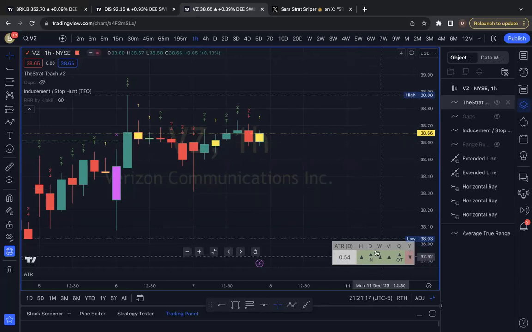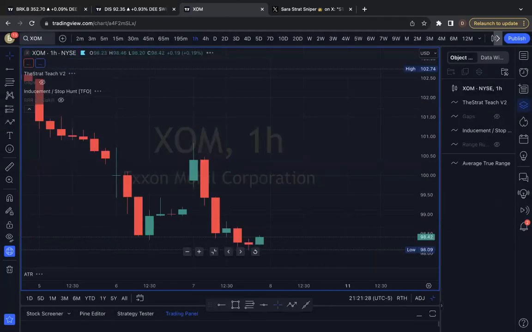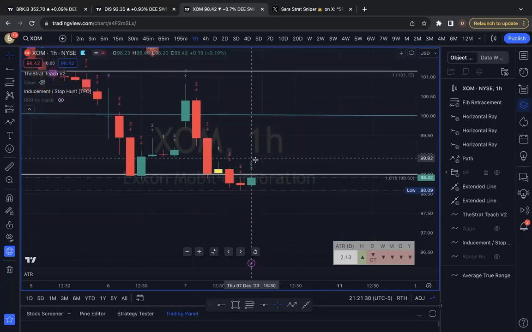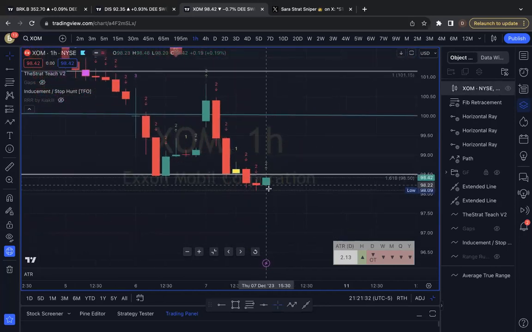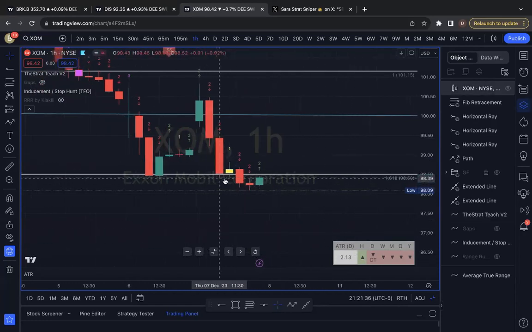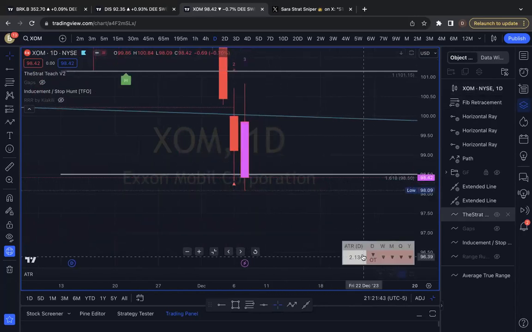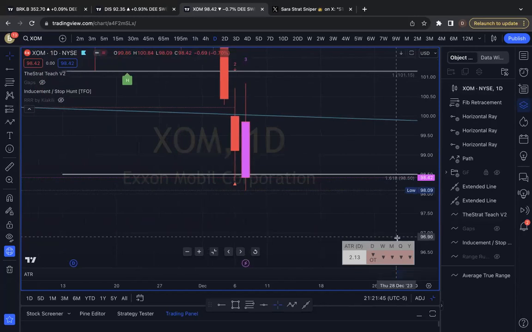So when you have all of these in agreement, they're all green or they're all red. Another example of something that's all red right now would be XOM. XOM closed out green on the hour, but let's say tomorrow we get into puts, right? Let's say we get into puts. You see how we have a red day, red week, red month, red quarter, red year.